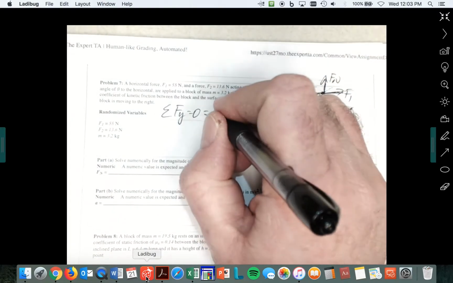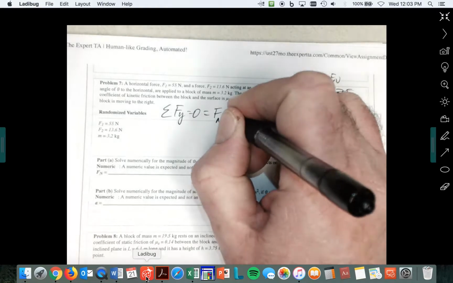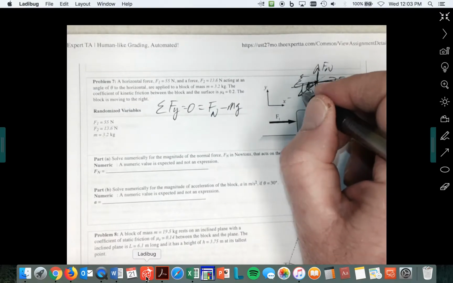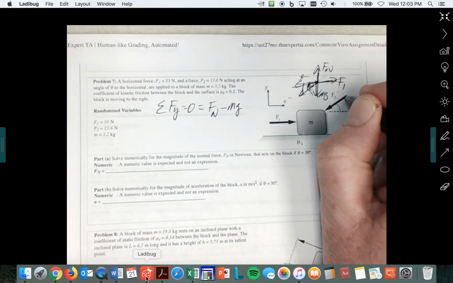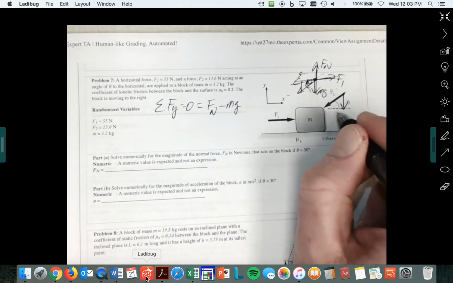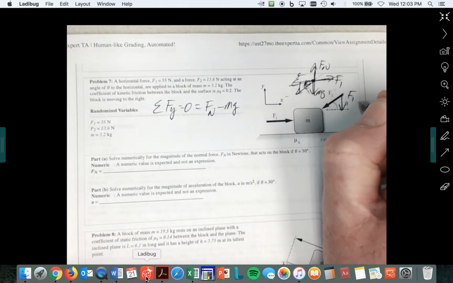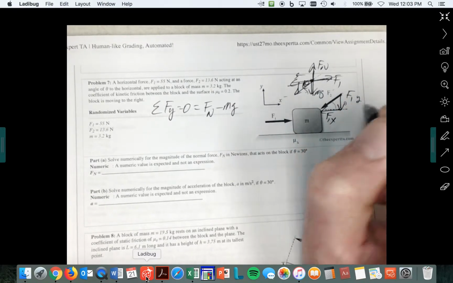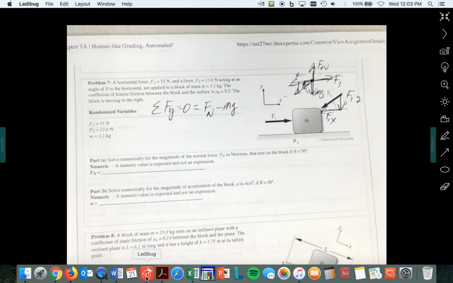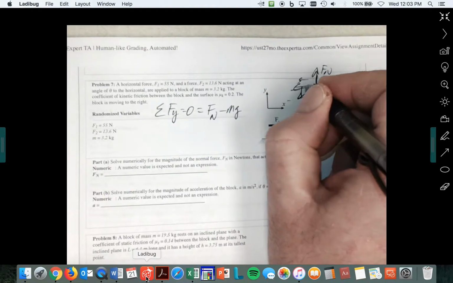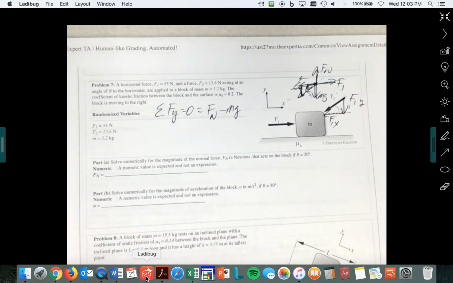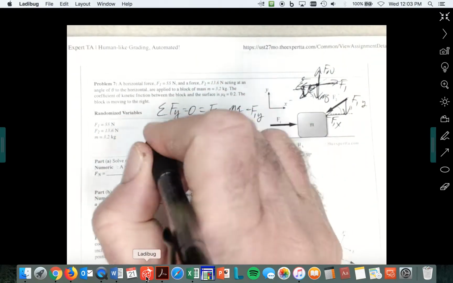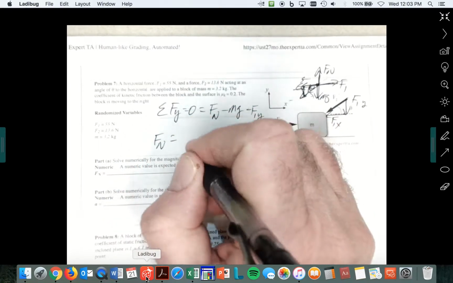I've got a normal force minus mg. Now there's one more force here. I've got the y component of this force here. This is F1 of y, and this is F1 of x. All right? There you are. Here it is. So this would be minus F1 of y. And so the normal force winds up being this mg.